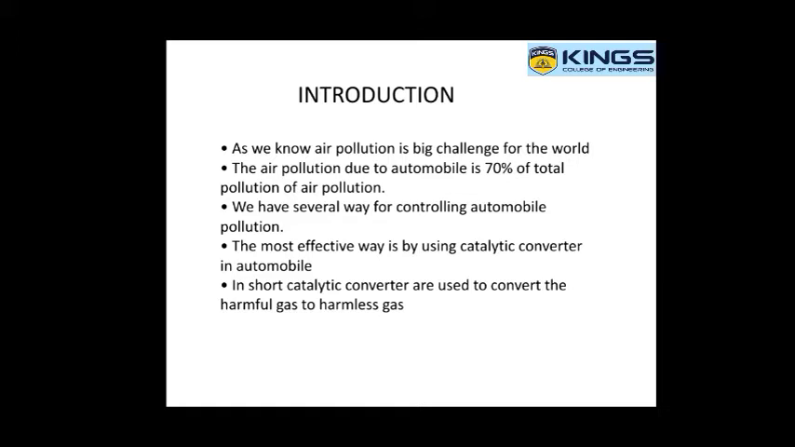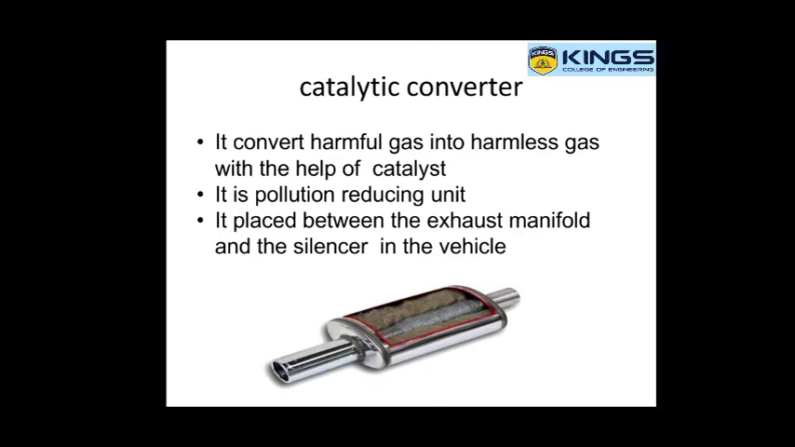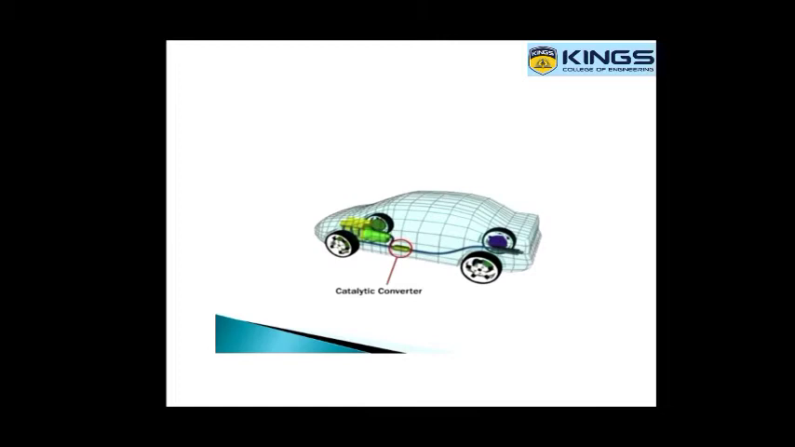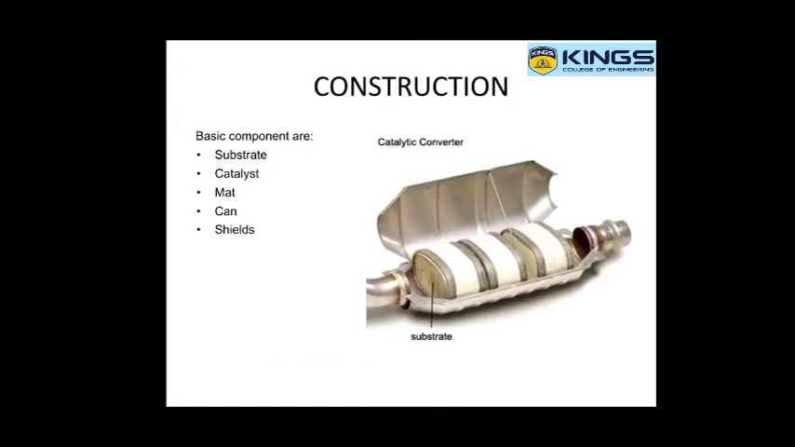This is an actual photograph of a catalytic converter. It converts harmful gas into harmless gas. It is a pollution reduction unit. It is placed between the exhaust manifold and the silencer, as shown in the figure. This is the construction. Basic components are substrate, catalyst, mat, can and shield.